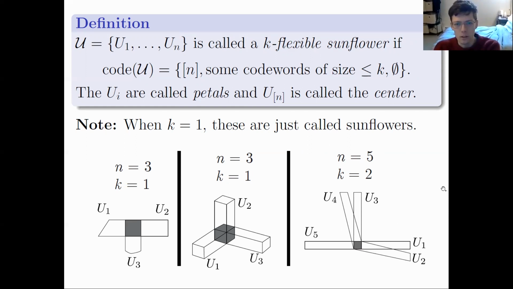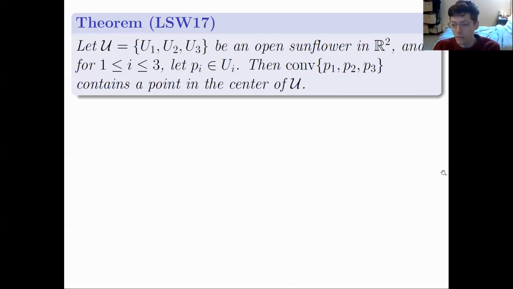Okay, so these are the objects I'm interested in looking at, and I will tell you on the next slide why I'm interested in looking at them. So it turns out that these sunflowers, as long as we're working with open sets, actually have a lot of structure geometrically. The first observation of this was in a 2017 paper, and the result there is that if I have 3 petals in R2 and I choose a point from each petal, the convex hull of those points, that triangle, has to hit the center of my sunflower. Another way to say this is I can't slice through 3 petals with a line without hitting the center of my sunflower.